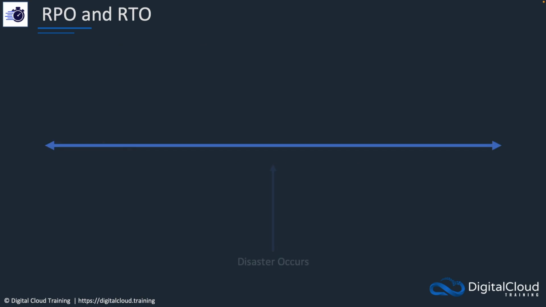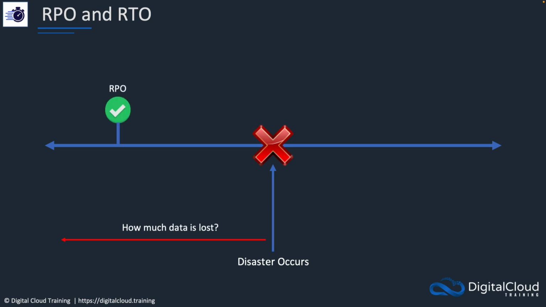So let's have a look at this visually. Here we have a timeline running left to right, and a disaster occurs in the middle. Now the RPO is the measurement of how much data is lost. So if we had a 2-hour RPO and our systems worked as expected, that would mean that somewhere within 2 hours of the disaster event there should be a backup. Okay, so we set our RPO.